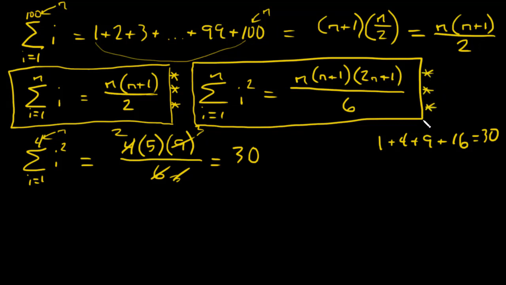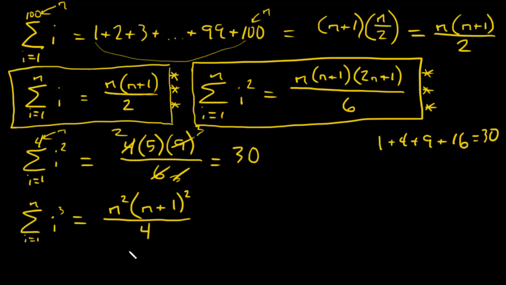Now the last formula is going to be, as you can probably already imagine, summation i from 1 to n of i cubed. That one is n squared times quantity (n plus 1) squared over 4. And that's the last one that we're going to go over.